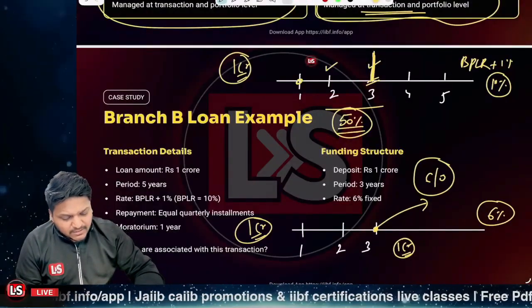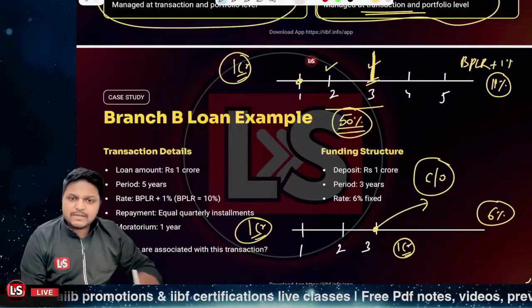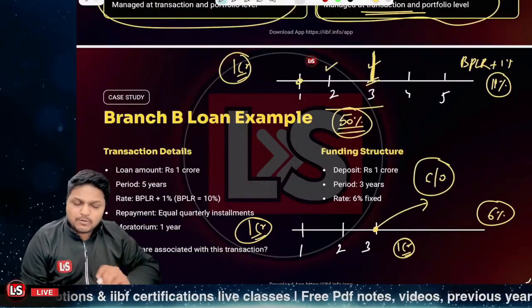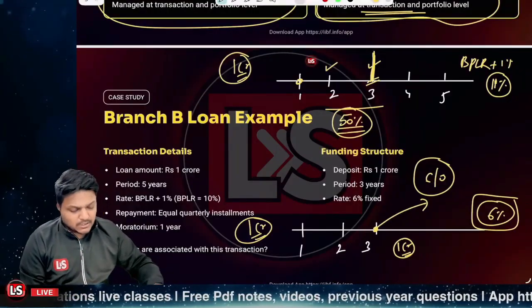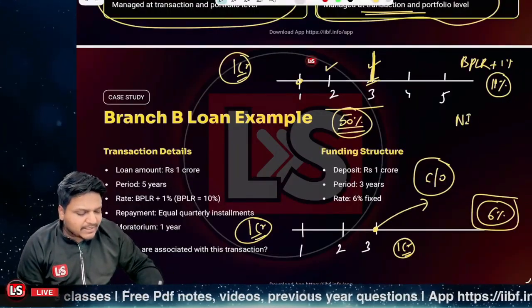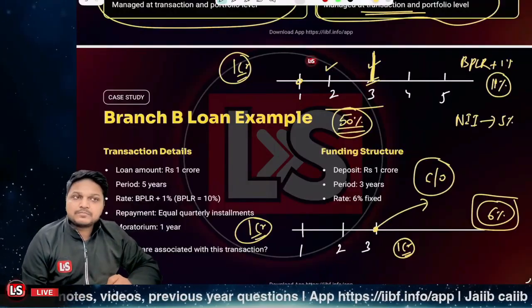Let's first consider the scenario that you are receiving an interest rate of 11% on the loan, and you are paying a rate of interest of 6% to the depositor. So the net interest income, that is NII, for the bank will be 5%. Clear?